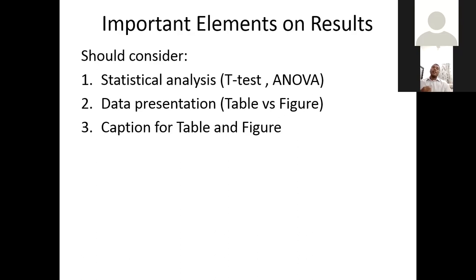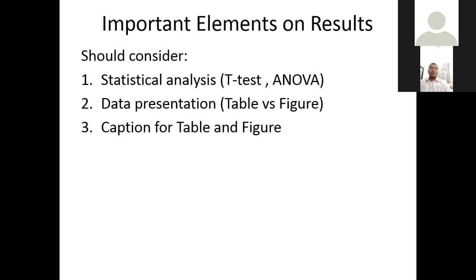What are the elements of the result? As I mentioned earlier, about 6 elements. One of them is statistical analysis, either using t-test, ANOVA or not. And then people asked, how about those who are doing a survey? For a survey, you also have to do t-test, correlation, regression, ANOVA. How about people doing meta-analysis? What kind of statistical analysis do they use?